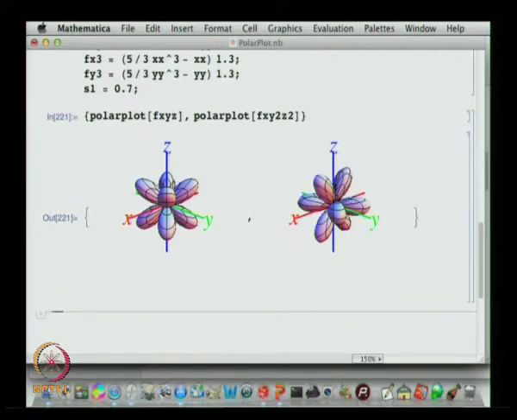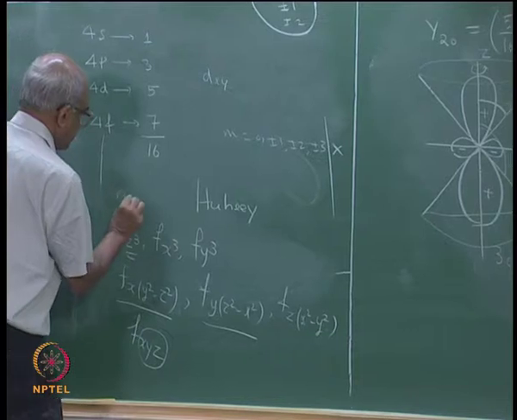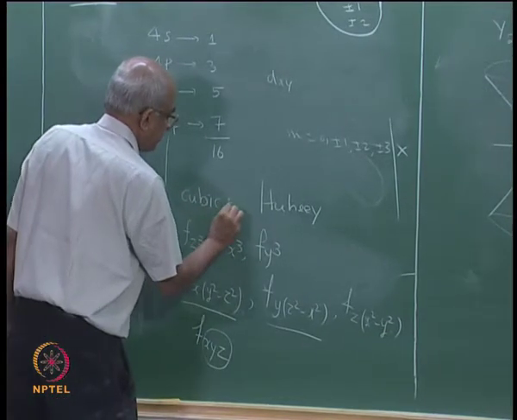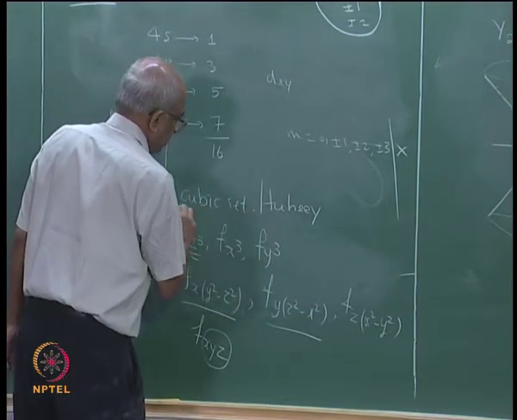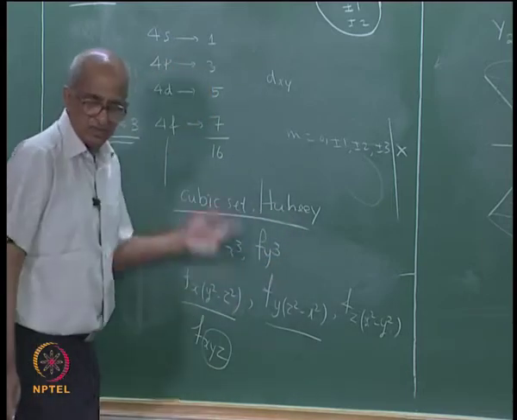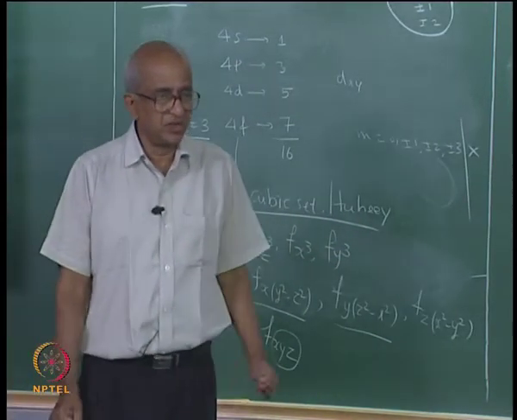So, there are 7 of them. You have seen, as I have told you, what is referred to as the cubic set of f orbitals, according to the book by Huey. The book is Inorganic Chemistry by Huey.